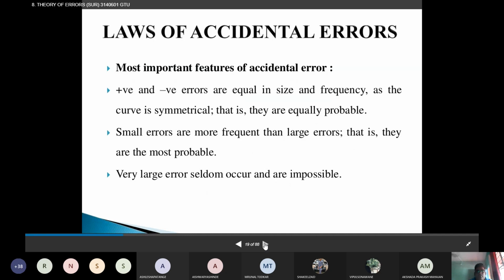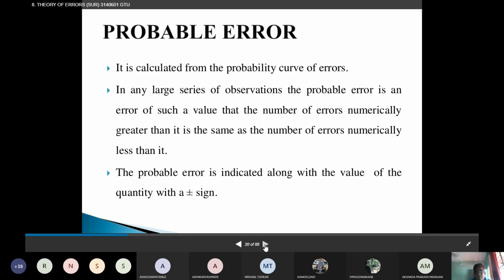Then the most important features of accidental error are that positive and negative errors are equal in size and frequency, as the curve is symmetrical. That means they are equally probable. Small errors are more frequent than large errors. That is, they are the most probable. And very large errors seldom occur, which is now impossible.